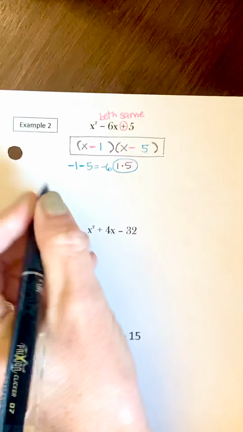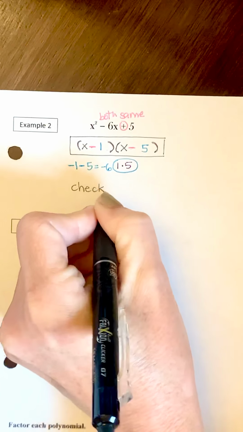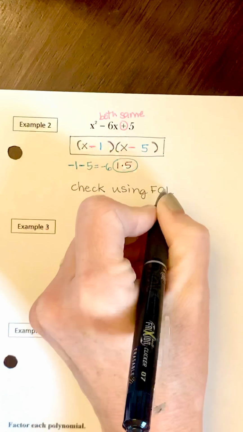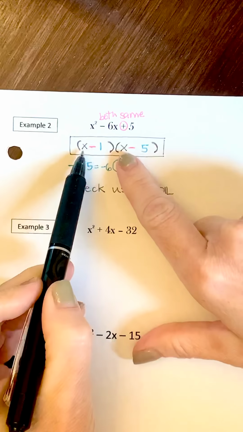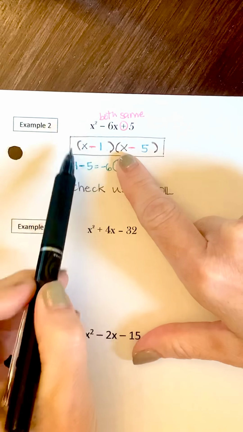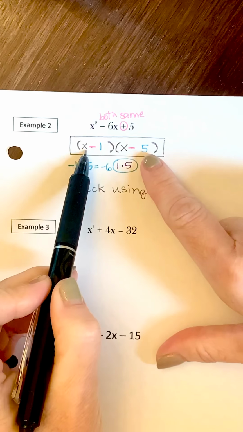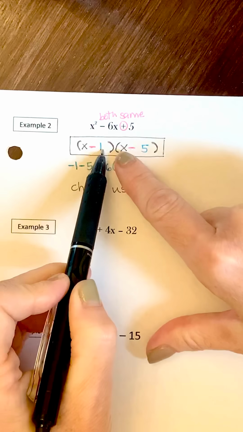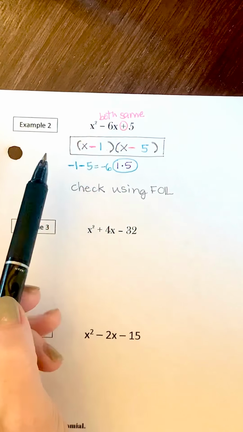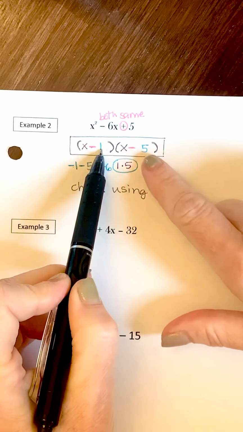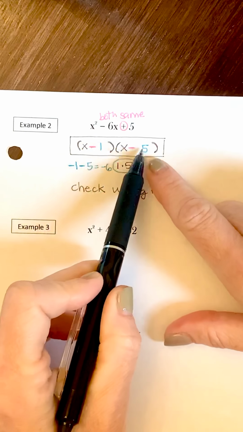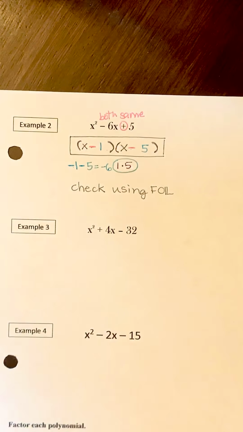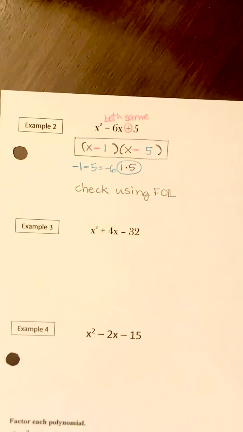Now, always check using FOIL. Okay, so first terms, x times x is x squared. Outer terms, this is a -5x, and an inner terms is a -1x. -5x and -1x will combine to give me -6x. And then multiplying last terms together, a -1 times a -5 is a +5. So yes, it does work. Okay, let's go to the next example.